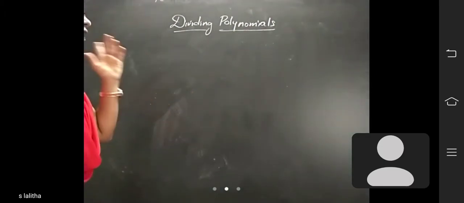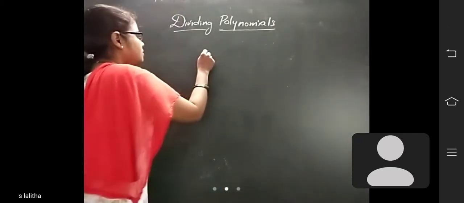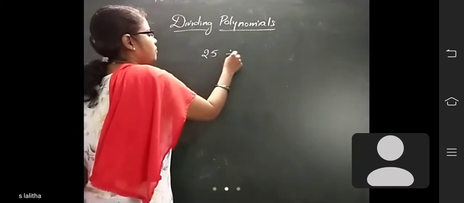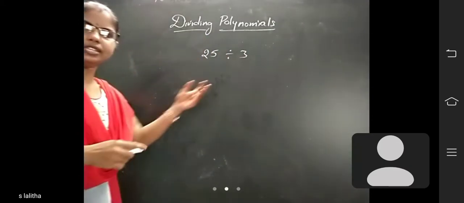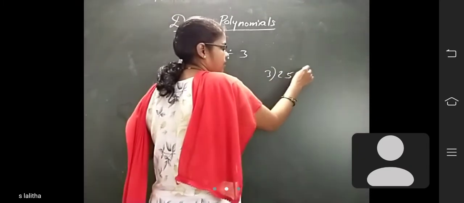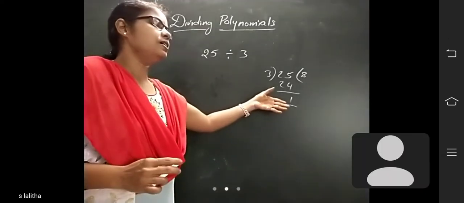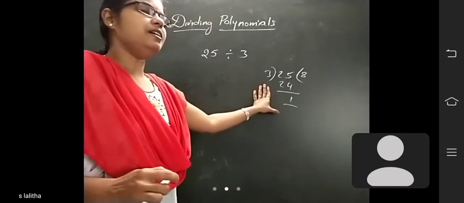So before we go to that, we know divisions. Suppose 25 divided by 3. How can you do this? You can divide like this. 3 eights are 24. 1 is the remainder. Now you have to write the division rule.